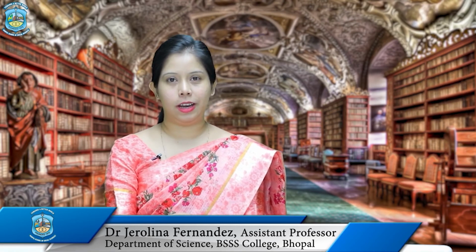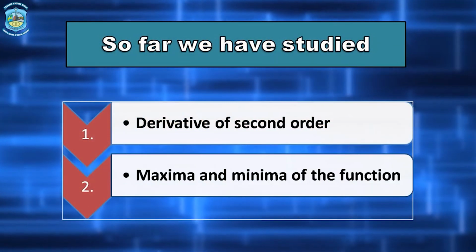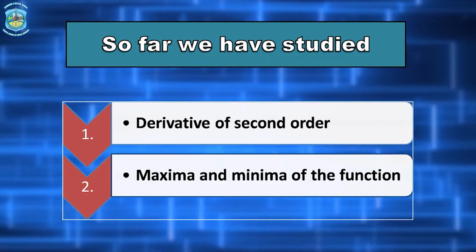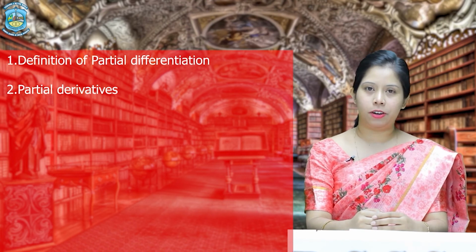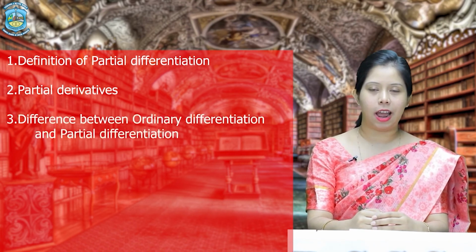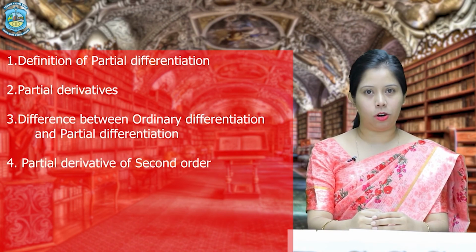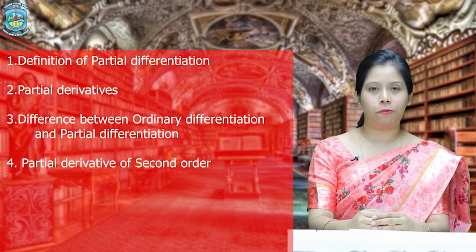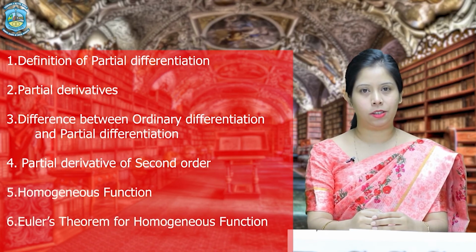Dear students, in the last session we have studied the derivative of second order, maxima and minima of one variable. So now in this session we will learn the definition of partial differentiation, what are partial derivatives, difference between partial differentiation and ordinary differentiation, partial derivative of second order, definition of homogeneous function and statement of Euler's theorem.